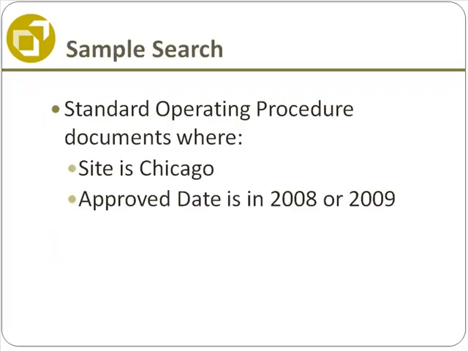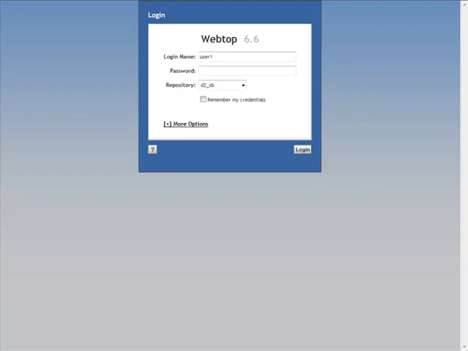For each of the applications, I'll be querying a repository that contains standard operating procedure documents. For each application, I'll search for SOPs where the site is Chicago and the approval date is in 2008 or 2009. So now I'll go ahead and get started with Webtop. I'll log into the system here.